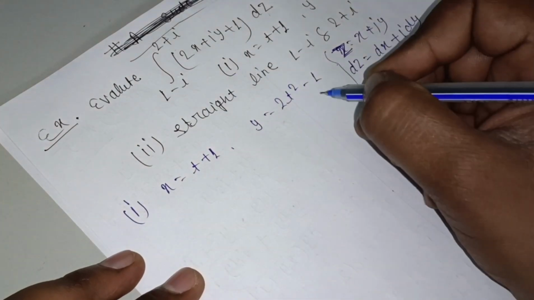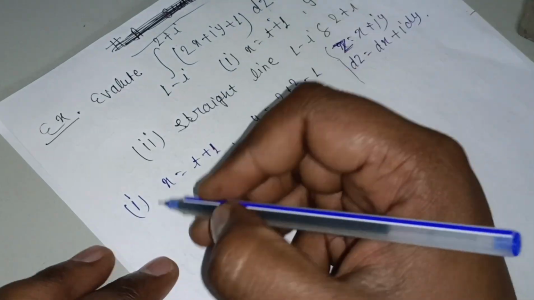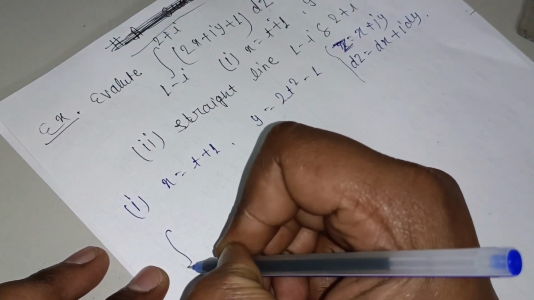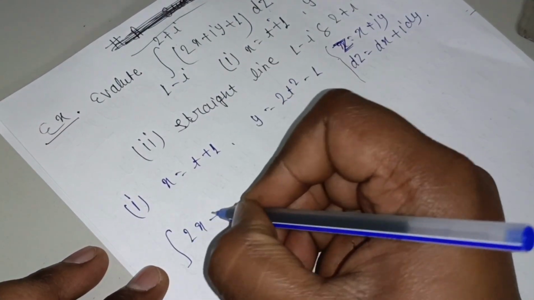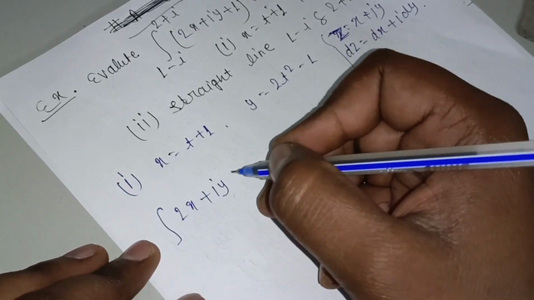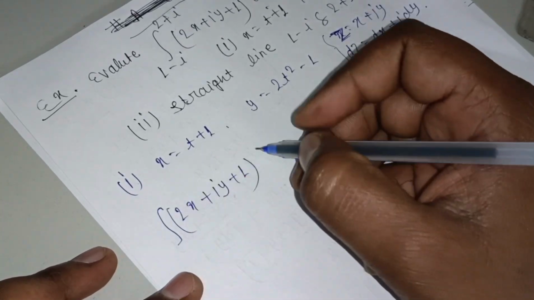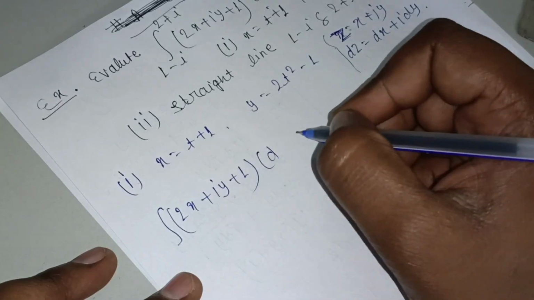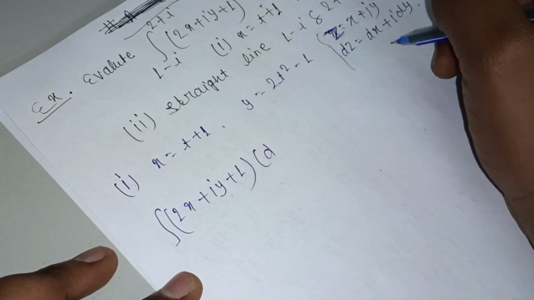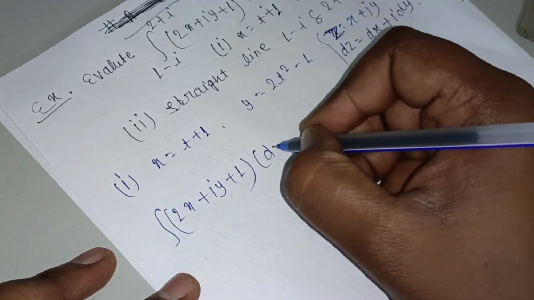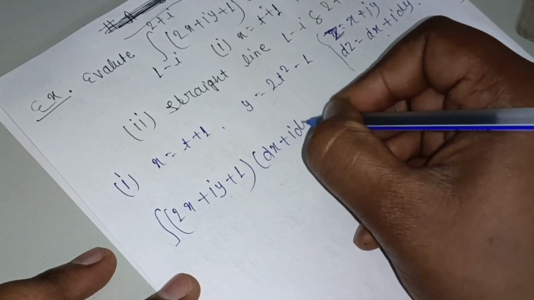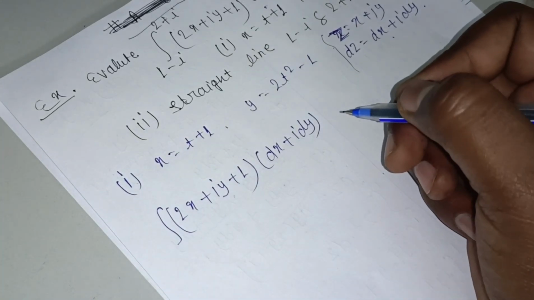So I'm just replacing dz by this. So 2x plus iota y plus 1, we are replacing dz by this, dz is dx plus iota dy, dx plus iota dy.